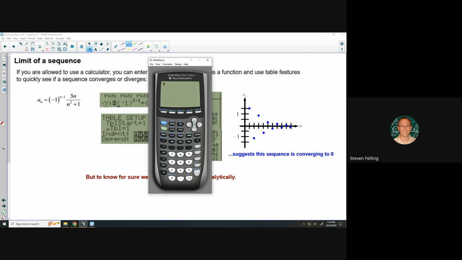If this is on a calculator part of a test, we could enter this rule: parentheses, -1, up arrow, variable key, -1, and then times the rule, which is 3 times n. This is a new one, I guess. 3 divided by n squared plus 1. Okay. And then I could graph it, or usually what I would do is this.